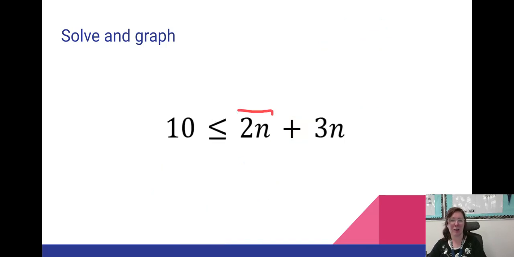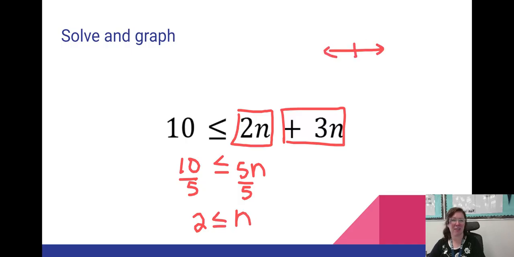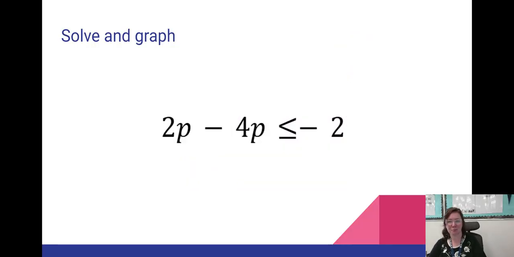Okay, 2n plus 3n. Combine those like terms, we get 5n. And so we have 10 is less than or equal to 5n. Divide by 5 on both sides. 10 divided by 5 is 2, is less than or equal to n. And we can graph that. 2 closed circle because of the line underneath the inequality sign. 2 is less than or equal to n. That means n is bigger than all of those things.